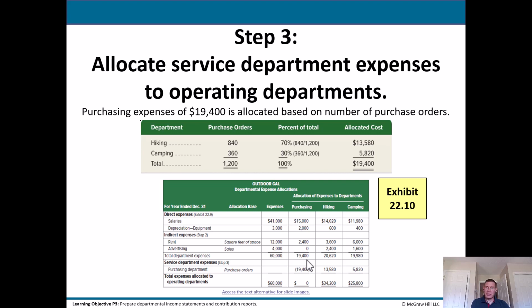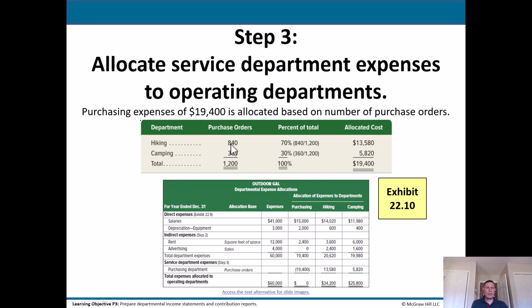So purchasing expenses of 19,400 is allocated based on the number of purchase orders. So again, they're using number of purchase orders. Don't forget, you can really use whatever you want. You have kind of carte blanche to use whatever you want, as long as it makes sense and there is a sort of a causal relationship, if you will.